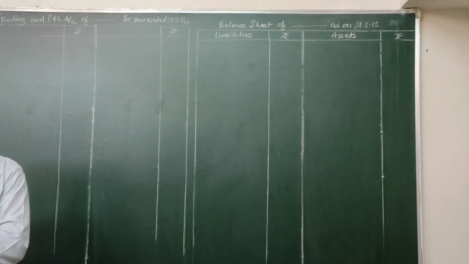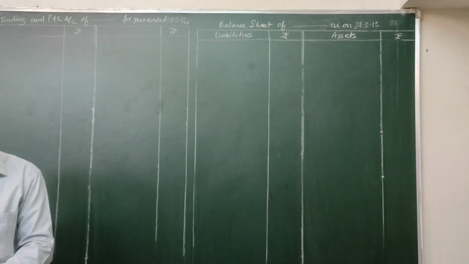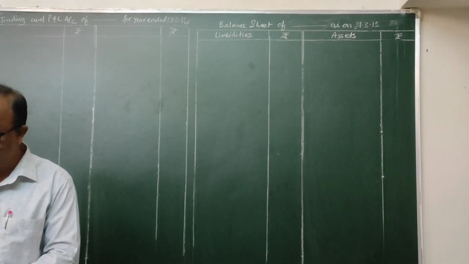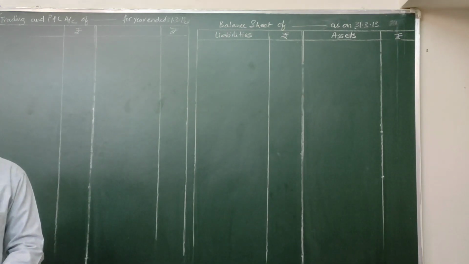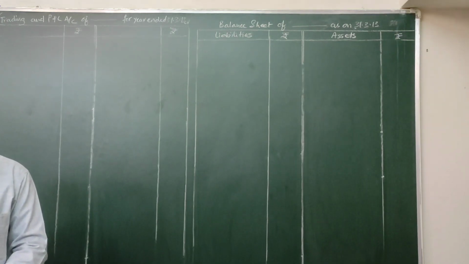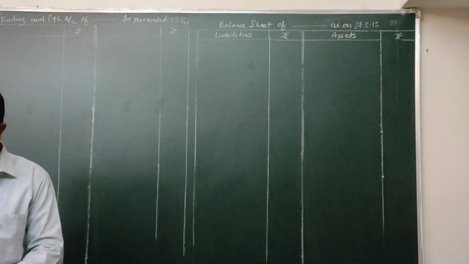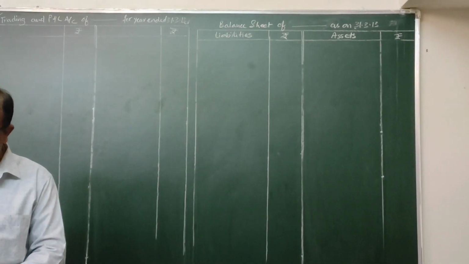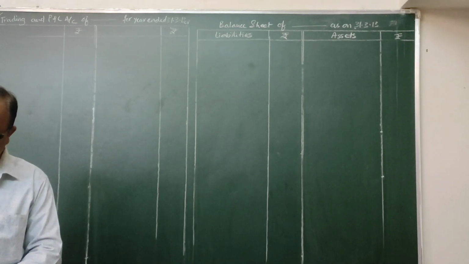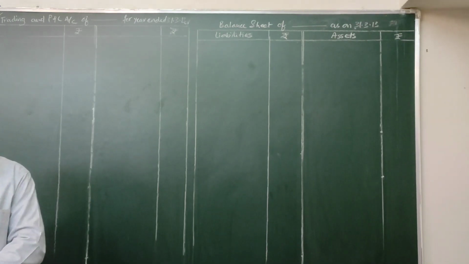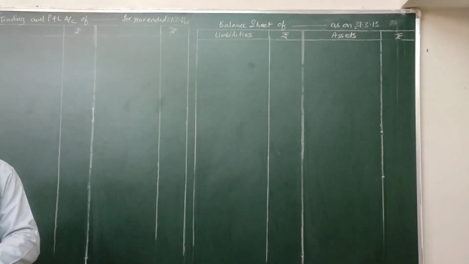So in the problem, first before attempting the problem, let's go through the adjustments. What is it? Closing stock amounting to 35,000. Depreciate machinery by 10%, furniture by 5%. Raise the bad debts provision to 5% on debtors. Then again, outstanding factory rent 300, office rent is 600, insurance prepaid 100. Okay, so here, let's go through the problem.